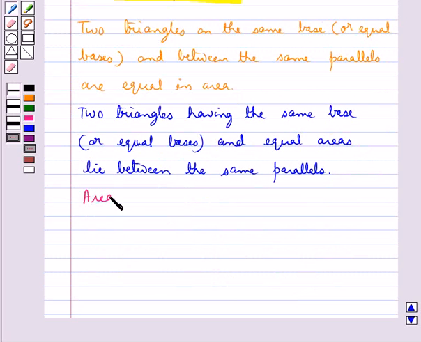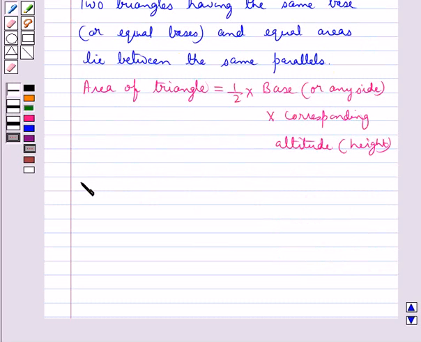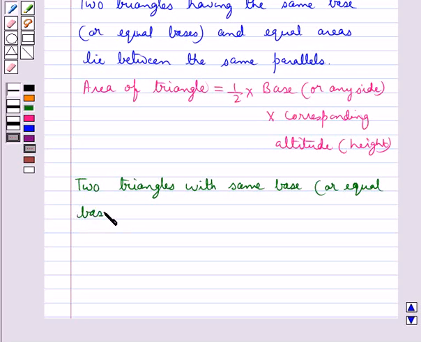We know that area of triangle is equal to half the product of its base or any side and the corresponding altitude or its height. So from this formula of the area of triangle, we can say that two triangles with same base or equal bases and equal areas will have equal corresponding altitudes.